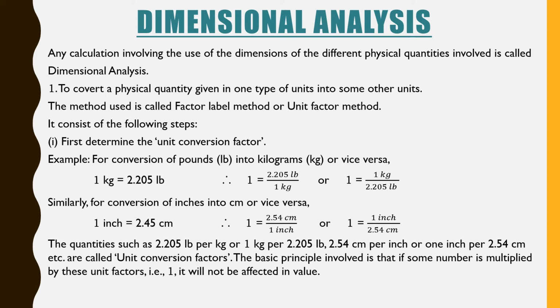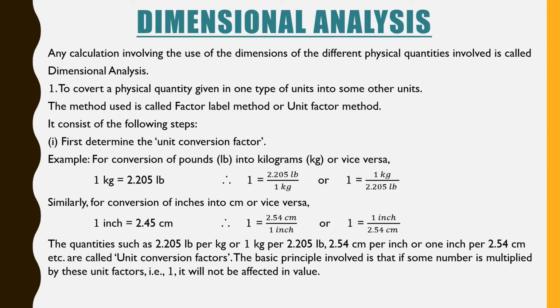This should be given to you. So therefore we can write it as 1 is equal to 2.54 centimeter divided by 1 inch, or we can write 1 is equal to 1 inch by 2.54 centimeter. Quantities such as 2.205 lb per kg or 1 kg per 2.205 lb, or for the second one 2.54 centimeter per inch or 1 inch per 2.54 centimeter are called the unit conversion factors. These are the unit conversion factors.